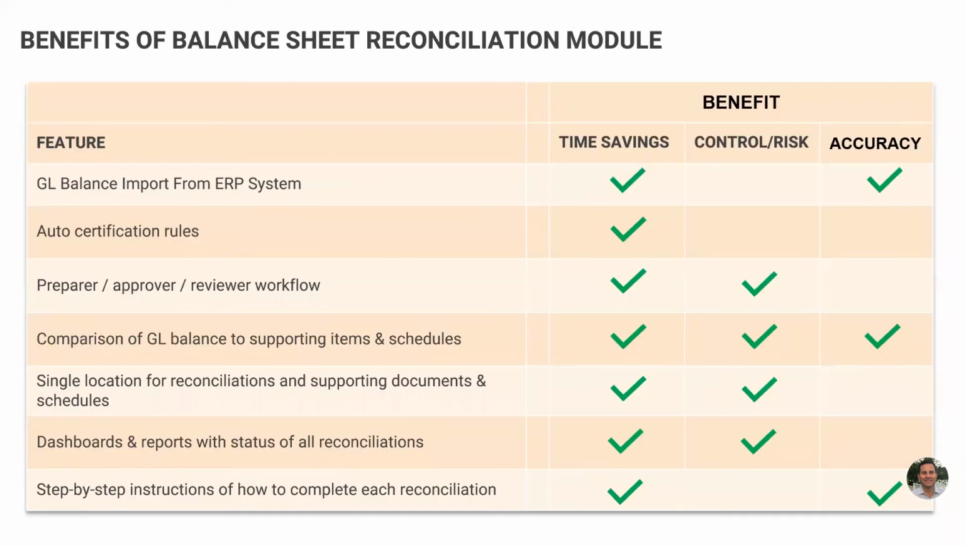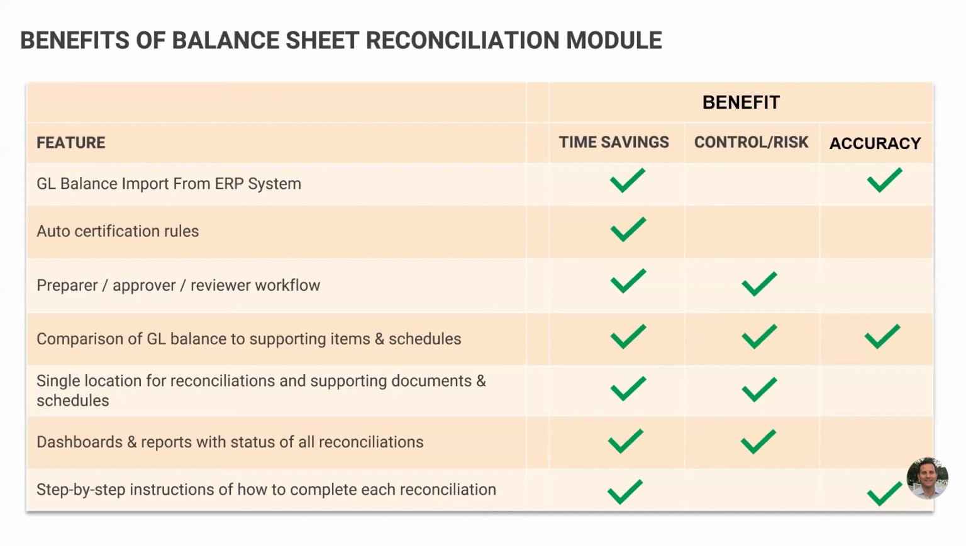So let's finish up the account rec module by reviewing its key benefits. The first is that GL balances are imported from your ERP system. So BlackLine does all that work for you and your GL balances are always accurate. The auto certification rules are a huge time saver. The system is actually completing the recs for you.